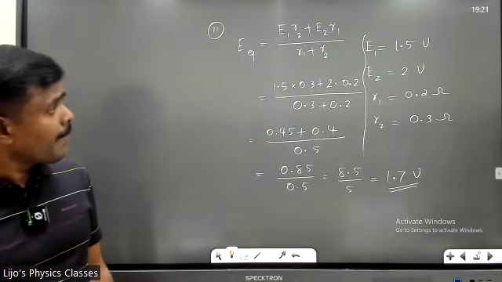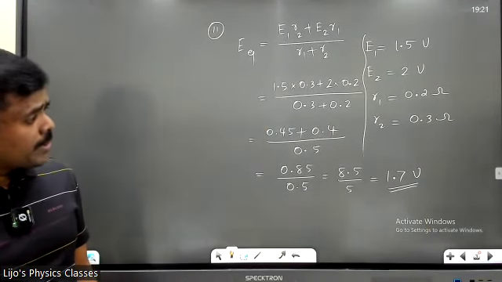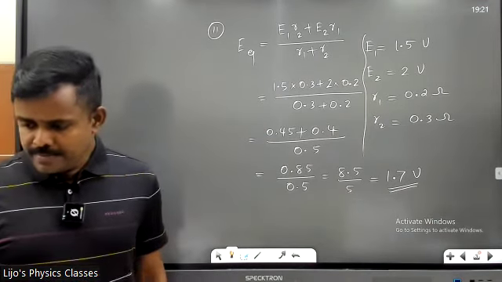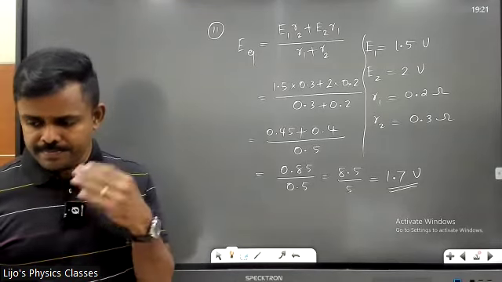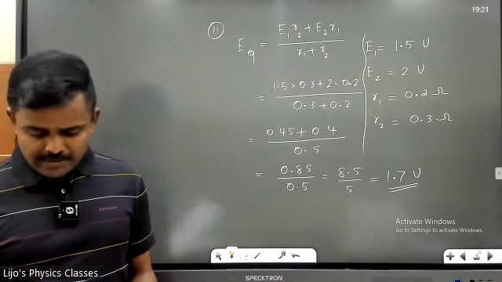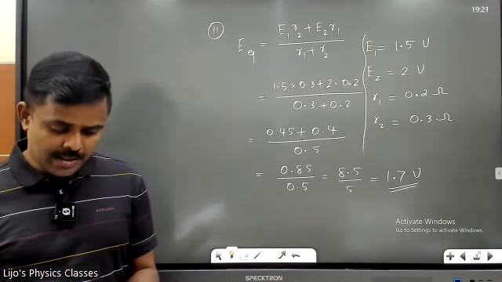Did I make a mistake? E1R2 plus E2R1 divided by R1 plus R2. Solve it yourself. See if you're getting anything else.